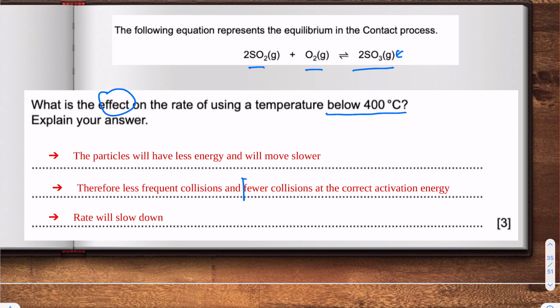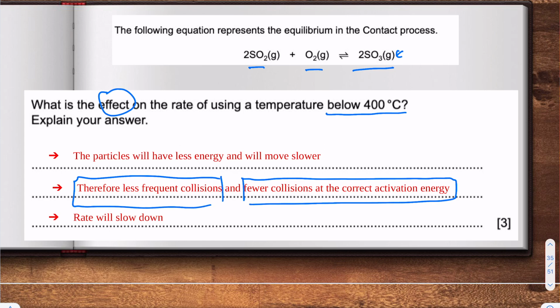Can you see we've got 1 part here and 2 parts, a second part here. The particles will collide less frequently, but they will also collide with less energy. Therefore, the third part is to say the rate will slow down. But I need both of these points when I'm talking about temperature, always.